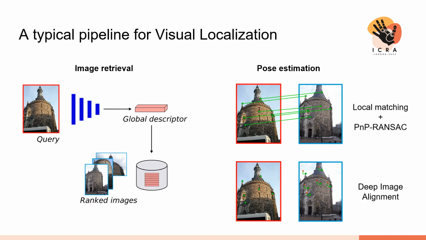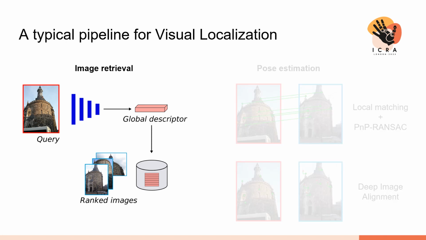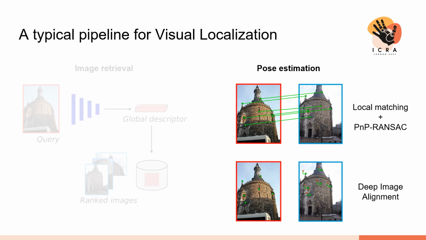Common pipelines in the visual localization field try to solve this task by splitting it into two different steps. Image retrieval is the first step, where we compress the query image into a compact global descriptor and perform an efficient search of the database, looking for keyframes that observe the same location. Candidates are ranked by similarity, obtaining a subset of keyframes to estimate the pose. The second step estimates the pose for each keyframe candidate in the list, using local feature matching followed by a PnP RANSAC or deep image alignment techniques.